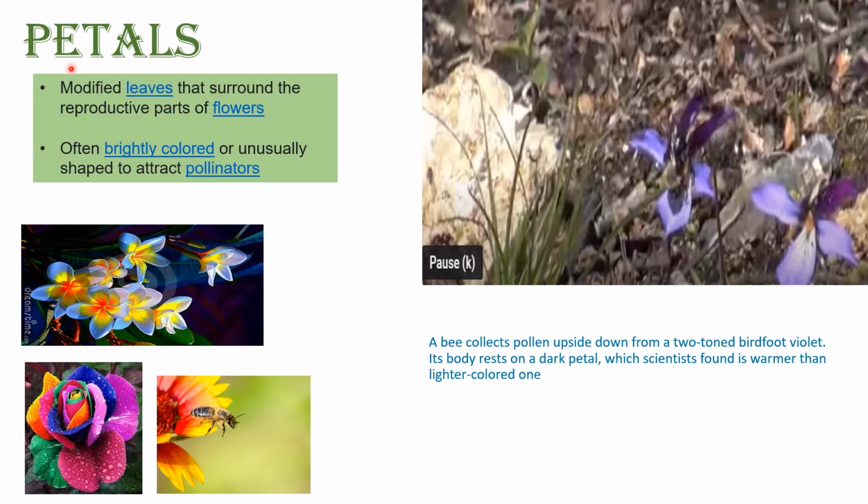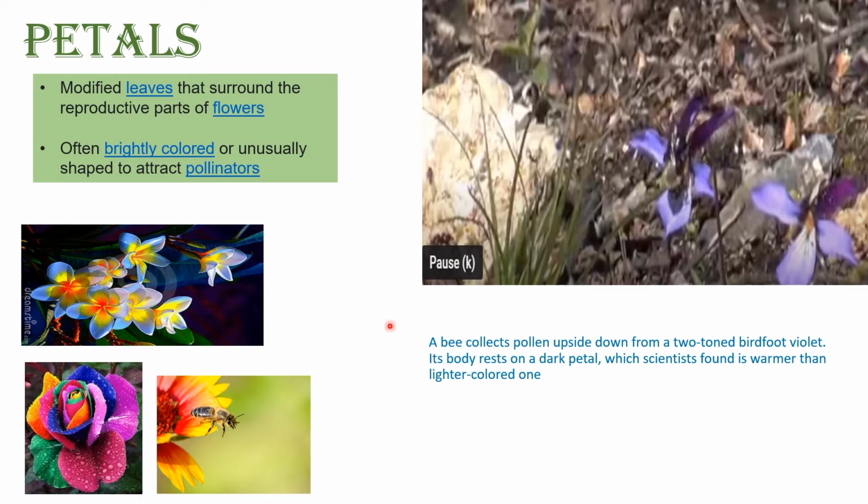The petals. Petals are actually modified leaves that surround the reproductive parts of flowers, and they are often brightly colored or unusually shaped to attract pollinators. If you see here, there are lots and lots of beautiful colors of flowers in this world, and maybe this bee is attracted to the yellow color, or to the structure of the flower, because different pollinators are attracted to different types of petals.